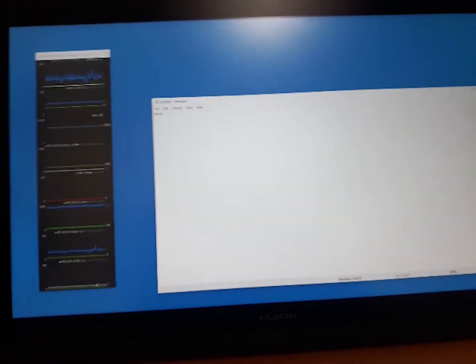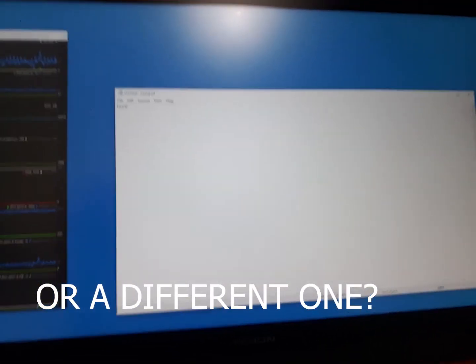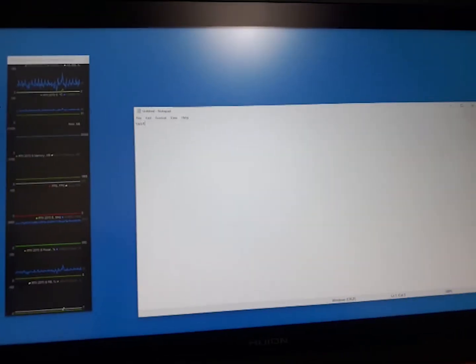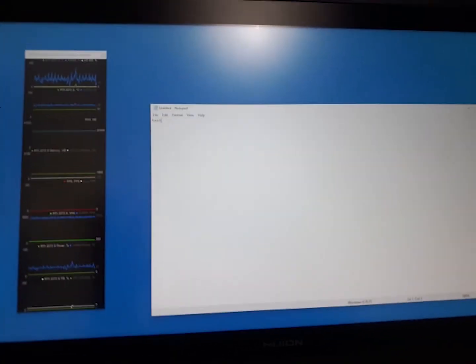Let me know if you have the same graphics card or you have the same pen tablet or another display, because I really would like to know what is the actual reason for this. What is the common denominator? Is it the version of the graphics driver? Is it the graphics card? Is it the DisplayPort connection? Or is it the Huion pen tablet?